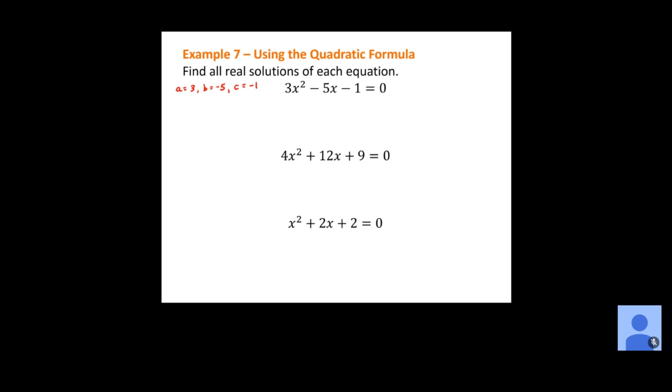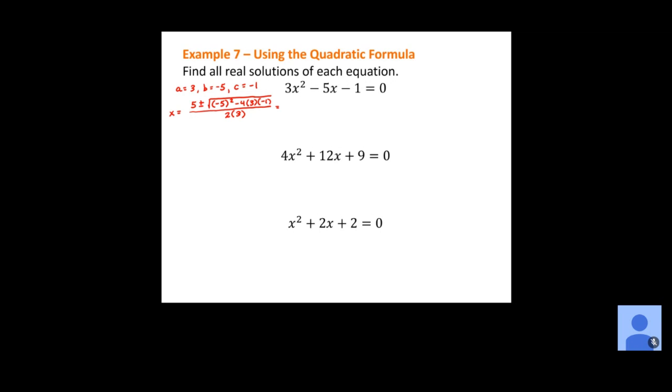So now we're going to substitute into our quadratic formula, and then we'll simplify from there. We have x equals negative b. Well, since b is already a negative, when we take the opposite of that, it becomes a positive. So we get positive 5 plus or minus the square root. Then we have b squared, which is negative 5 squared, minus 4ac, so minus 4 times 3 times negative 1. And all of that goes over 2a, which is going to be 2 times 3 in this case.